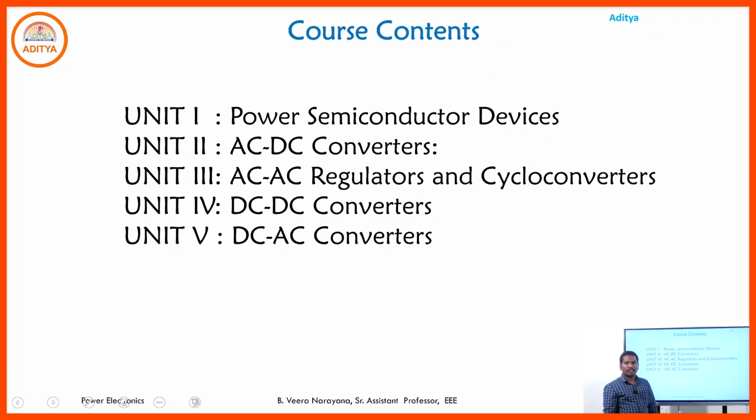The course contents of this course, here we have total 5 units. Unit 1 covers power semiconductor devices. Unit 2 covers AC to DC converters. Unit 3 covers AC to AC regulators and cycloconverters. Unit 4 covers DC to DC converters, and Unit 5 covers DC to AC converters.